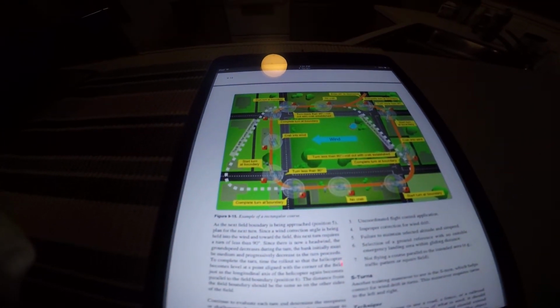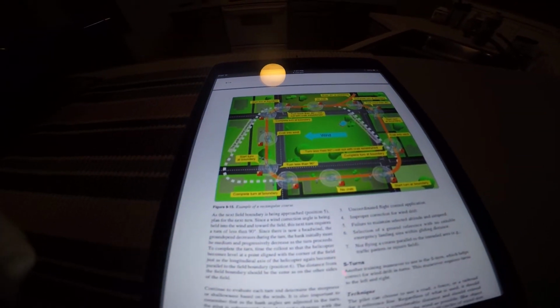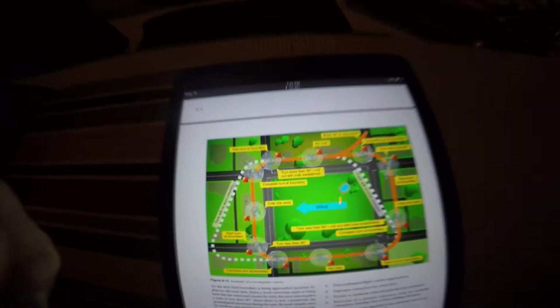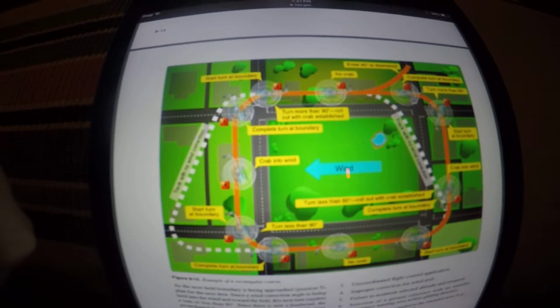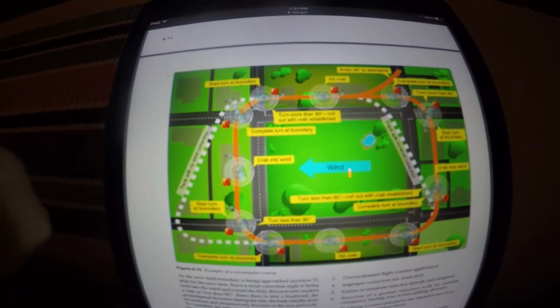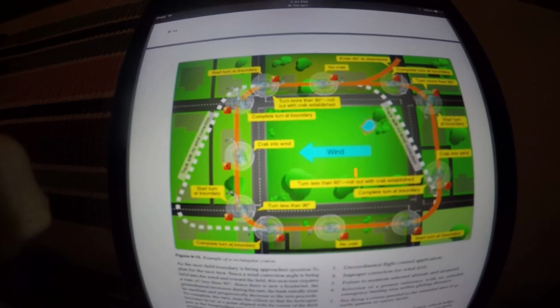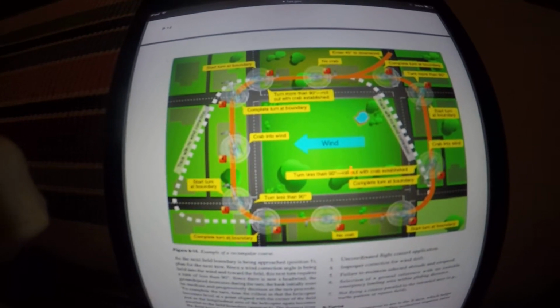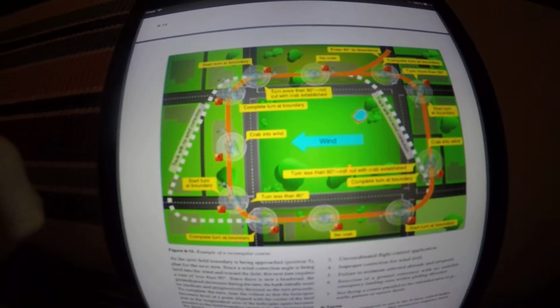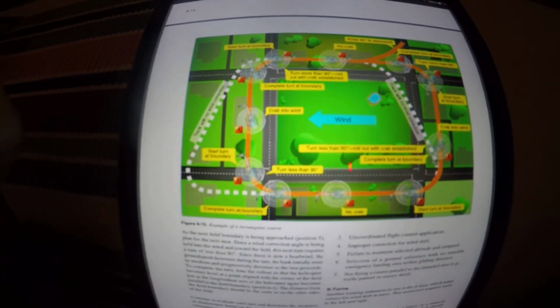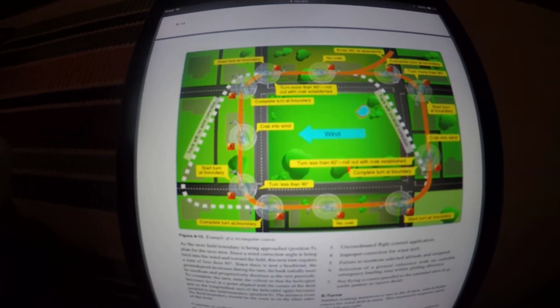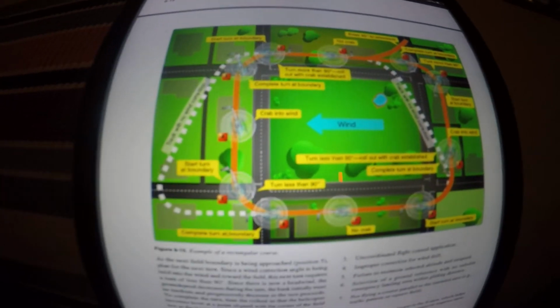The bank initially must be medium and progressively decrease as the turn proceeds. To complete the turn, time the rollout so that the helicopter becomes level at a point aligned with the corner of the field, just as the longitudinal axis of the helicopter again becomes parallel to the field boundary, position number 6. The distance from the field boundary should be the same as on the other sides of the field.